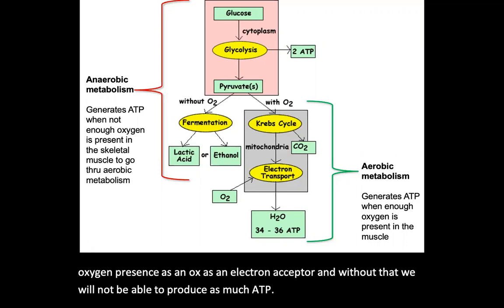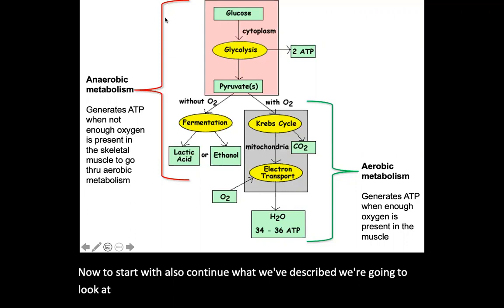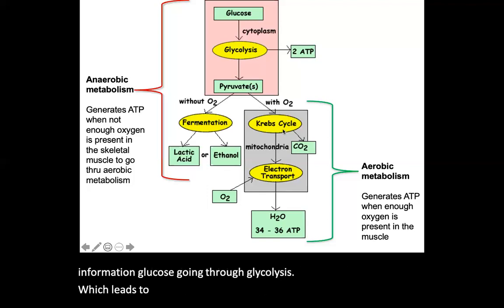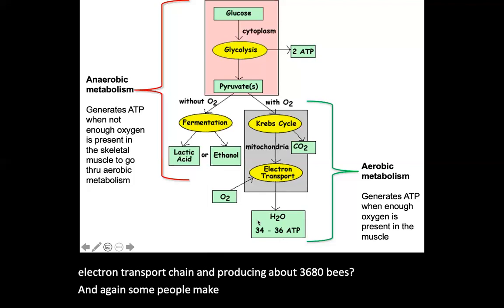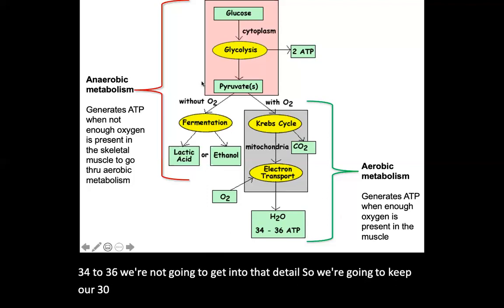Now, to continue what we've described, we're going to look at this chart. Again, something highlighting the same information. Glucose going through glycolysis, which leads to production of pyruvate, going through the Krebs cycle, electron transport chain, and producing about 36 ATPs. Some people may debate that and say between 34 to 36. We're not going to get into that detail, so we're going to keep our 36 number.